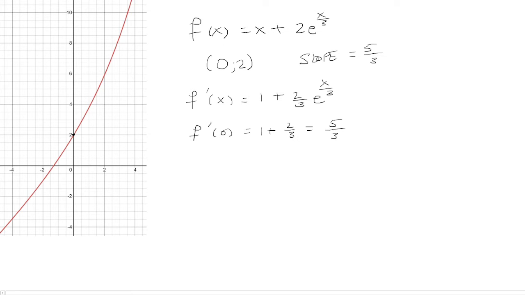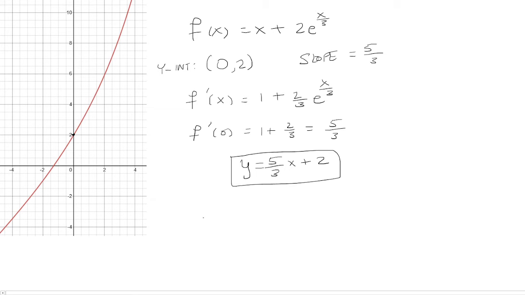Now, this point specifically is the y-intercept. So we can use y = mx + b, m being the slope, which is 5/3, and b being the y-intercept, which is 2. So this is my tangent line.